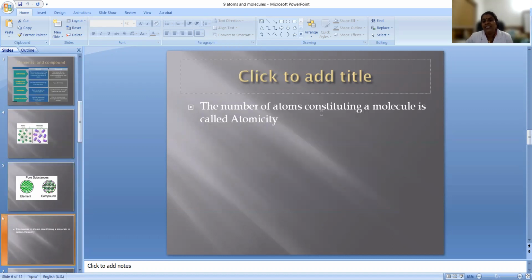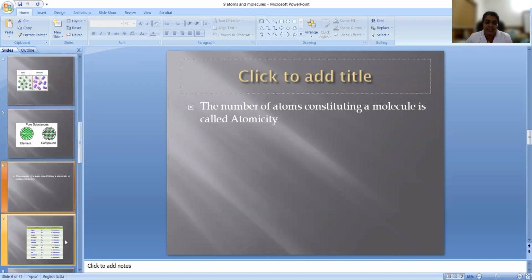What is atomicity? What does it indicate? It's very easy. How many atoms are in a molecule? We will count the atoms present in a molecule. That is atomicity. Okay. Let us see some cases.